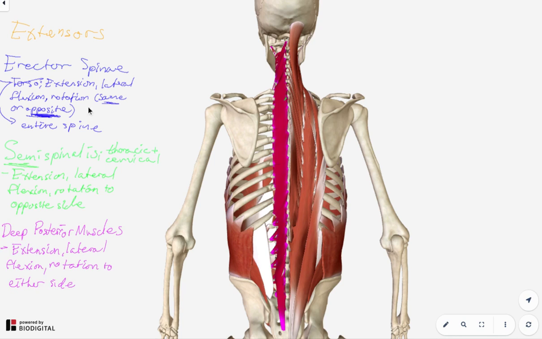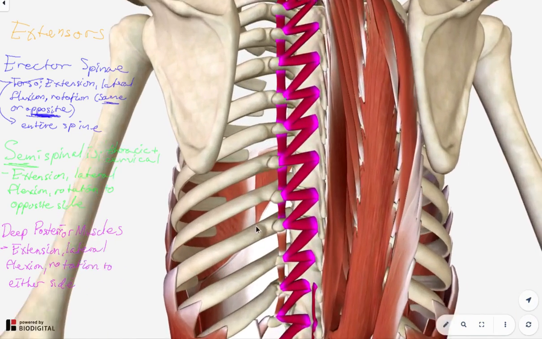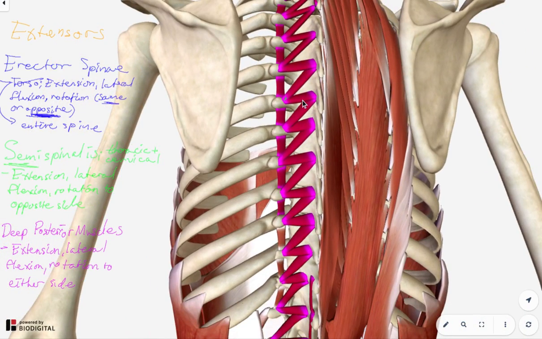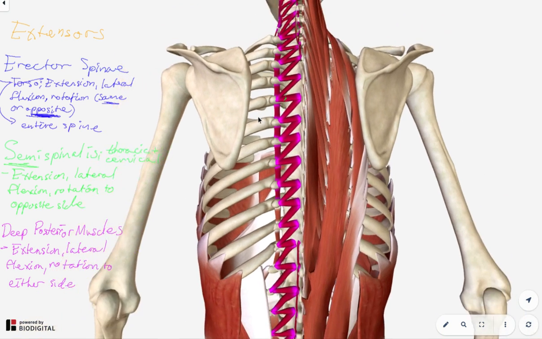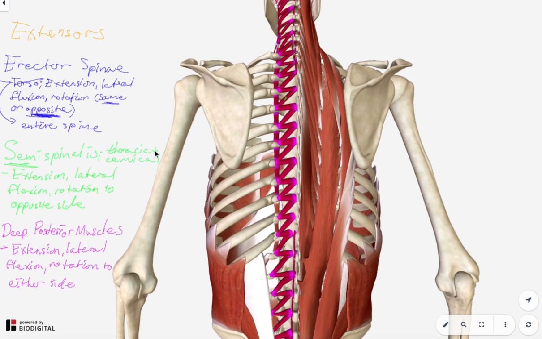And also like the erector spinae, they are going to function in extension of the spine, in lateral flexion, and rotation to either side depending on the fibers. And if we remove this most superficial layer and zoom in a little bit more, you can see how there's a whole bunch of these little tiny muscles that attach to the different processes of the spine and the ribs and attach the individual vertebrae to each other. So that's why they're called the deep posterior muscles, and they are going to function in extension, lateral flexion, and rotation to either side depending on which muscles and which fibers you're involving.